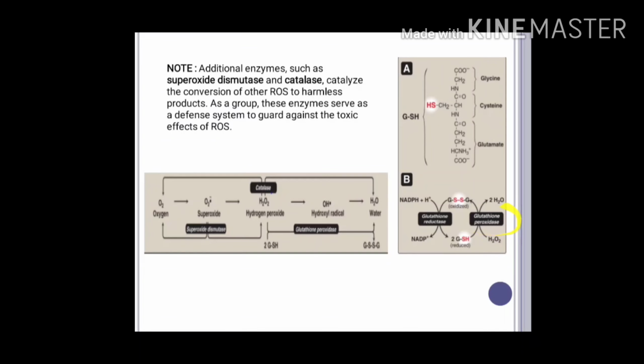is glutathione peroxidase. Again, this oxidized glutathione has lost its protective properties, so it has to be regenerated to reduced glutathione, and this is done by glutathione reductase, which requires NADPH as an electron donor. So this is how NADPH indirectly is helping in reducing hydrogen peroxide.